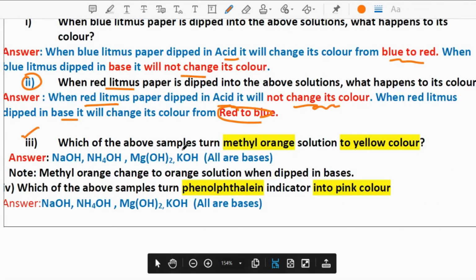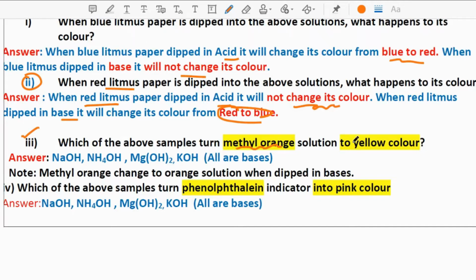red to blue. Which of the above samples turn methyl orange solution to yellow color? All the bases: sodium hydroxide, ammonium hydroxide, magnesium hydroxide, potassium hydroxide. They will change its color to yellow. Which of the following samples turn phenolphthalein indicator to pink color? Again, all the bases will change to pink color.